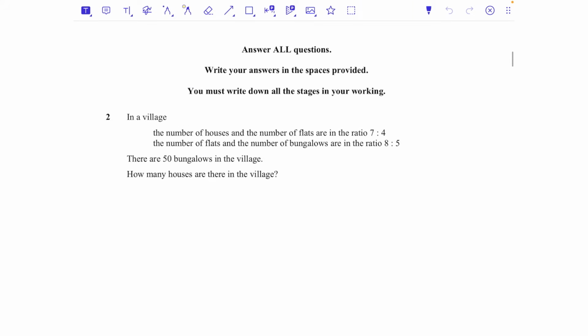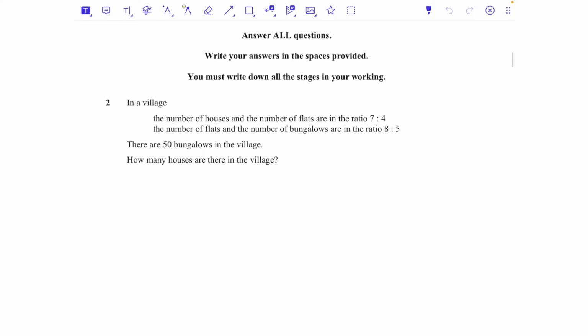Let's get started with question number 2. In a village, the number of houses and the number of flats are in the ratio 7:4. The number of flats and the number of bungalows are in the ratio 8:5. There are 50 bungalows in the village. How many houses are there in the village?